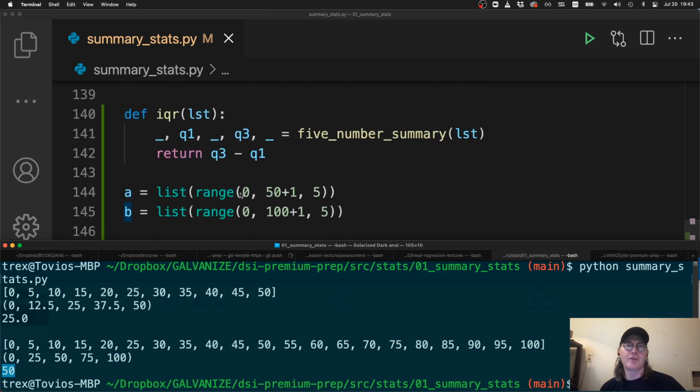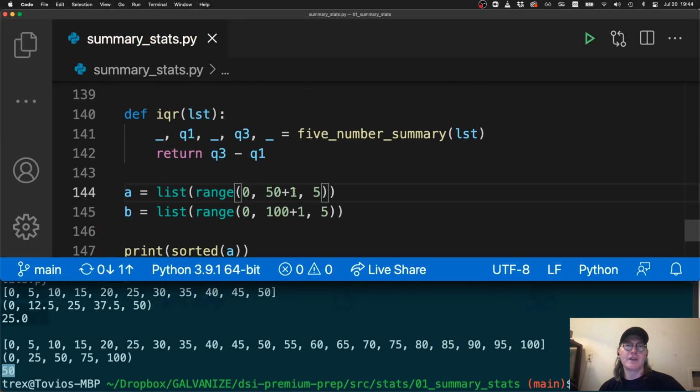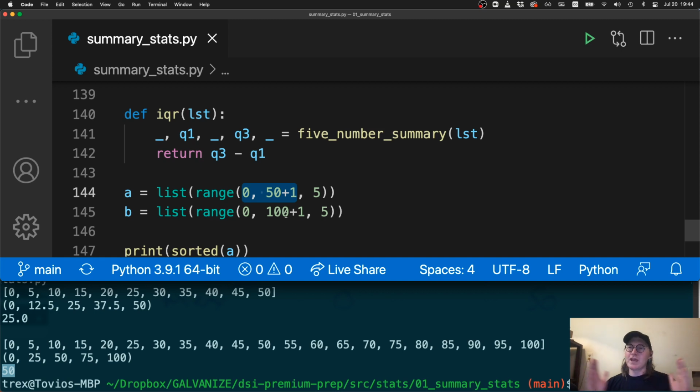Now, where is that coming from? I think that makes sense. This is pretty intuitive. It's just 0 to 50, right? And then 0 to 100. And so that middle 50% is expanding from 25 up to 50. I think that's a pretty intuitive thing to see.